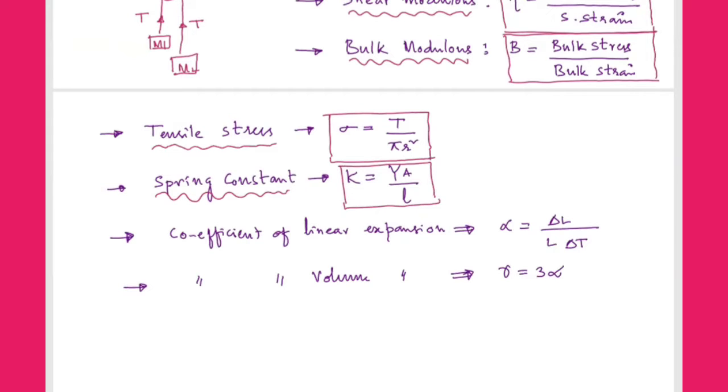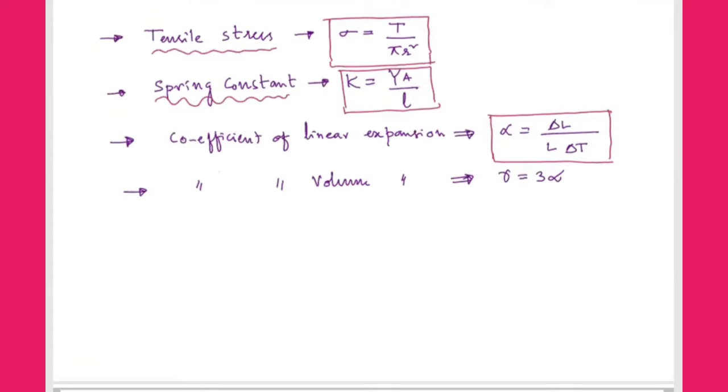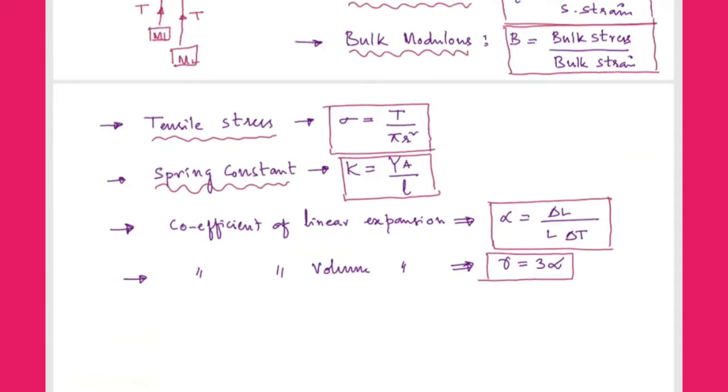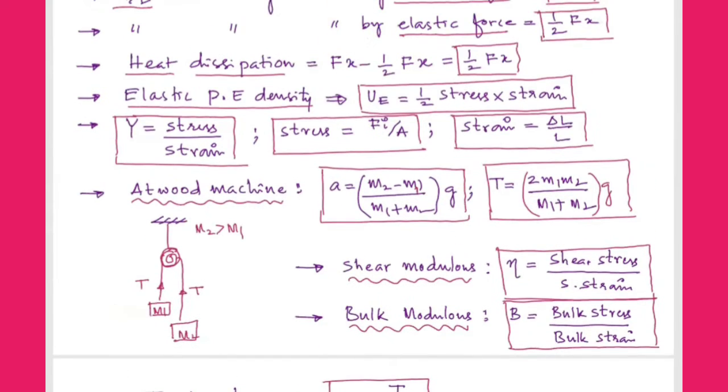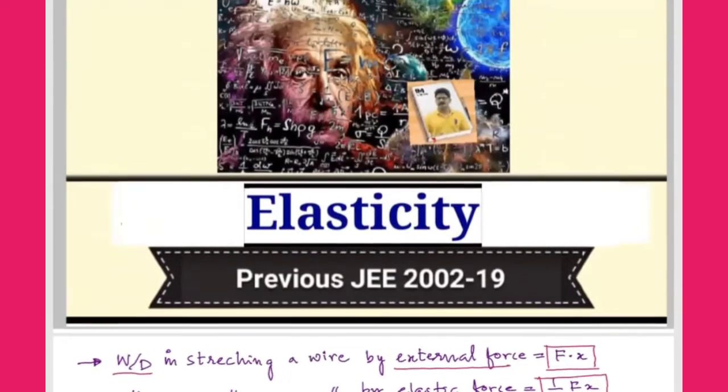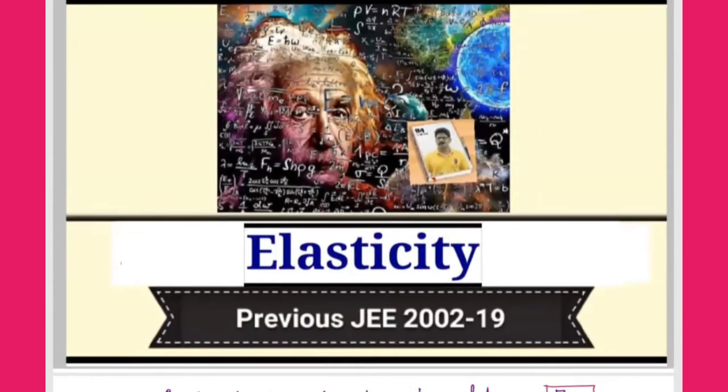Even applications with thermal expansion they'll be asking, connected with elasticity. The coefficient of linear expansion is nothing but alpha. Alpha equals delta L by L into delta T. Similarly, volume expansion, gamma is equal to 3 into alpha. So coefficient of linear expansion, volume expansion. These are the total formulae we'll be using to solve elasticity previous JEE questions.